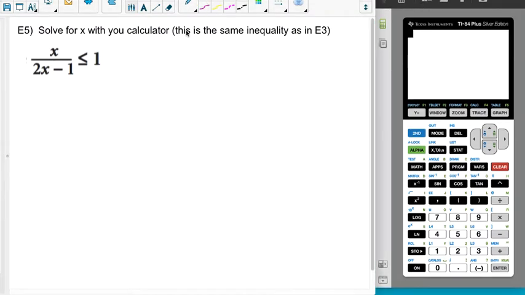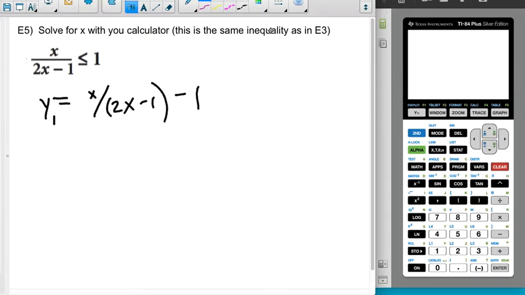So what I'm going to put in my calculator here is in my y1, I'm going to put in x over the quantity 2x minus 1, right? So I'm going to make this x over 2x minus 1 minus 1 is less than 0, and I'm looking for when this thing is 0 or negative, right?